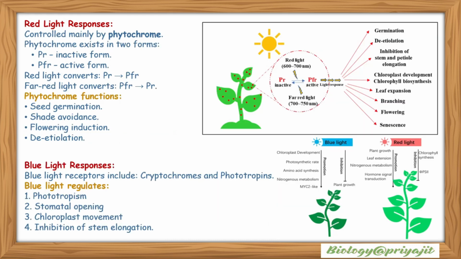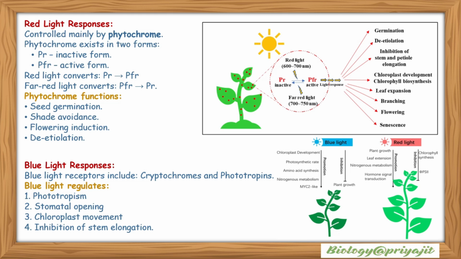Red light response. It is controlled by phytochrome. Phytochrome exists in two forms. Pr is the inactive form and Pfr is the active form. Red light converts Pr to Pfr, and far-red light converts Pfr to Pr. So phytochrome functions in seed germination, shade avoidance, flowering induction, and de-etiolation.